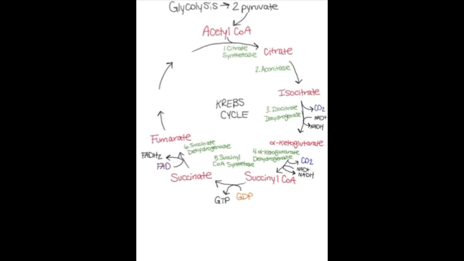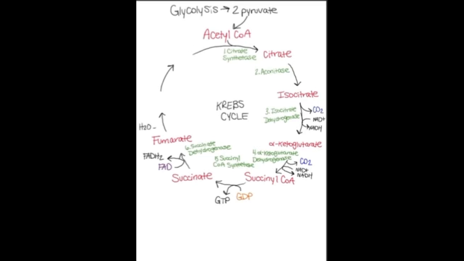Fumarate is converted into malate by fumarase and the addition of water. This hydration reaction introduces a hydroxyl group for the next oxidation step.